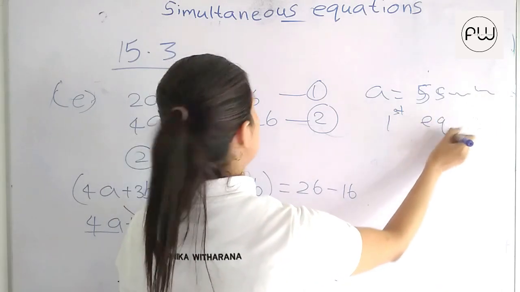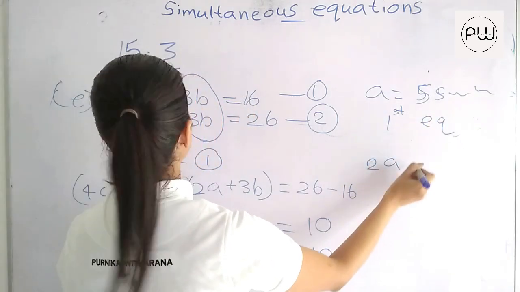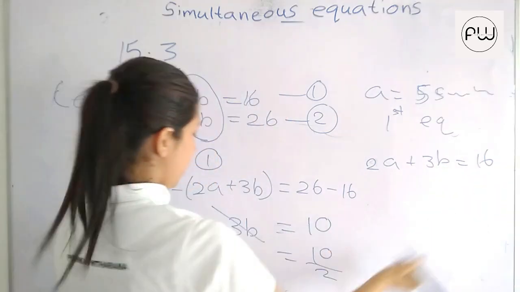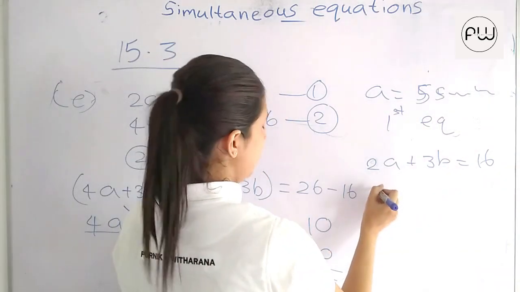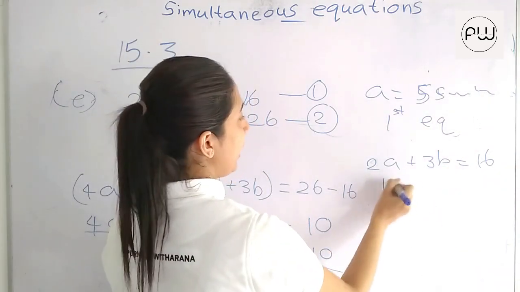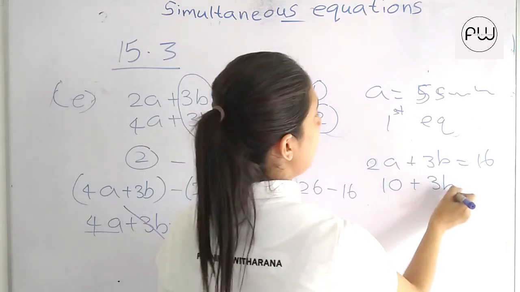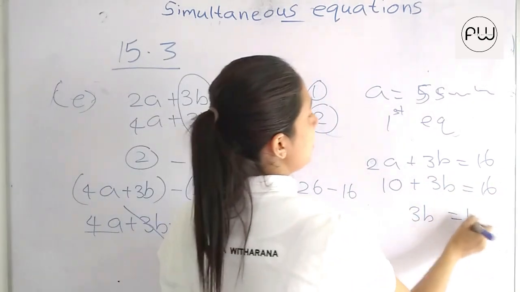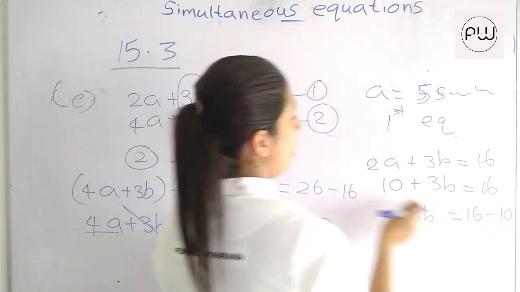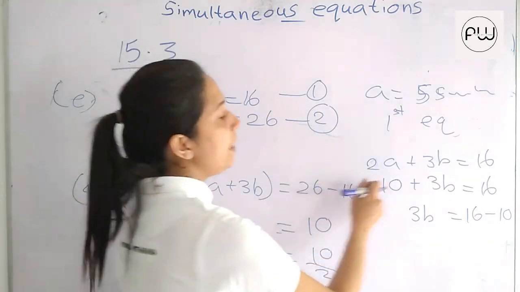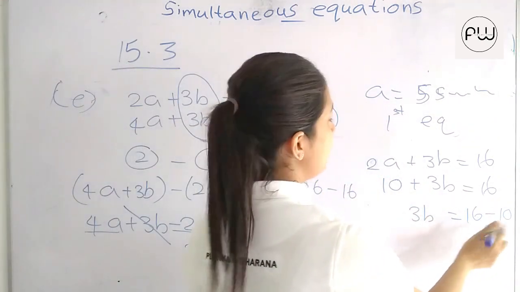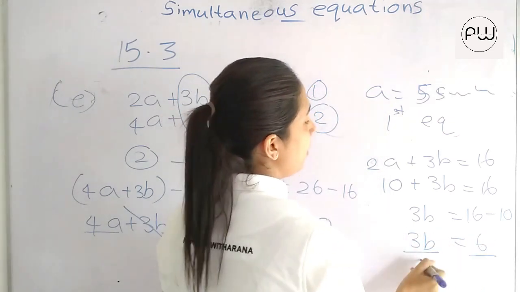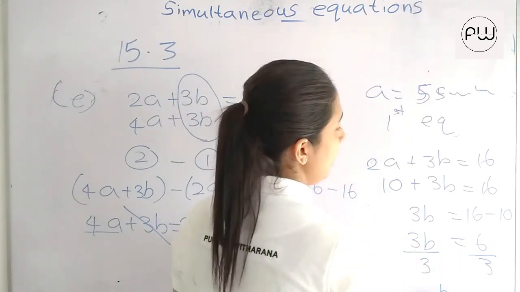Then I take the first equation, 2a plus 3b equals 16. We got a as 5, then 5 times 2 is 10, 10 plus 3b equals 16. Then 3b equals 16 minus 10, because it's plus 10 here, then we can subtract it on the other side. Then it's 6 equals 3b, then we can divide both sides by 3, then b equals 2.